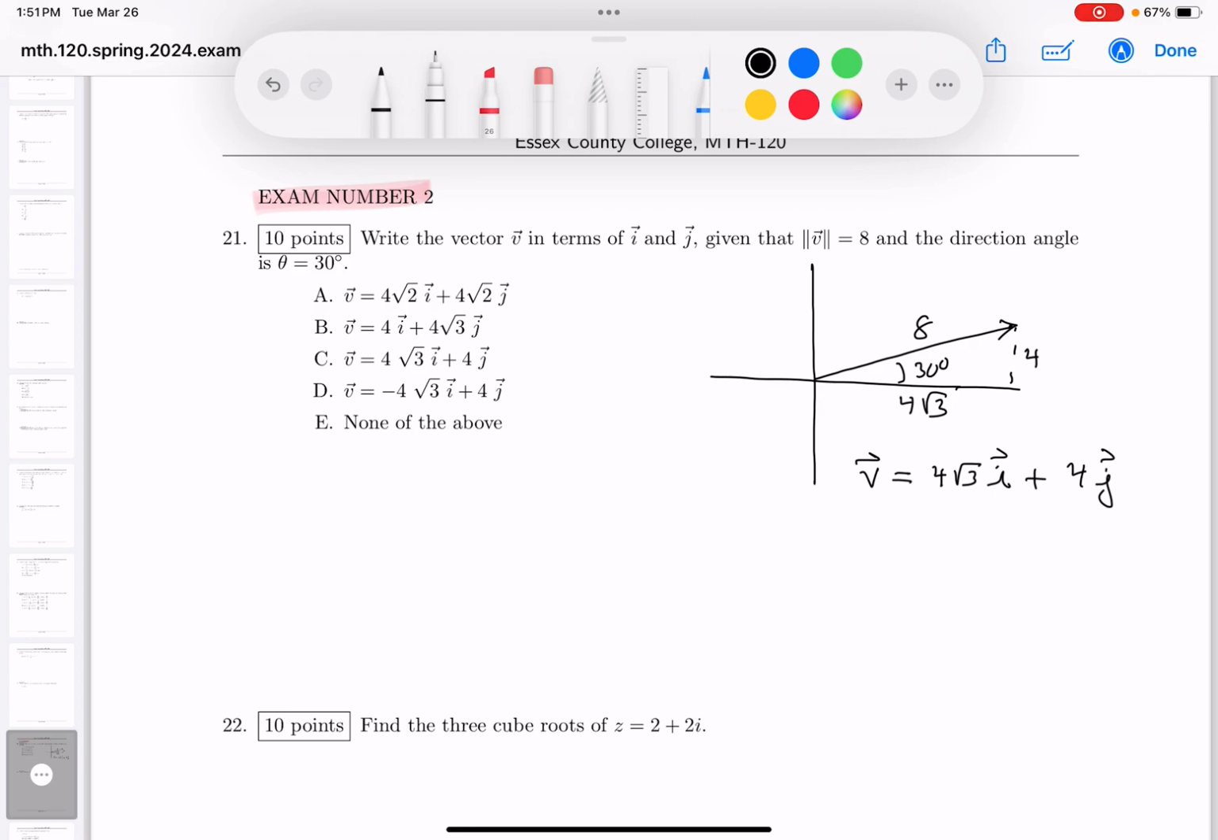Now, of course, I'm going to look in the answer key for the answer, and I'm hoping to see that. And do I see that? I believe I see that in C. Let me just make sure of that. 4 root 3 i. Yep. Let's go to the next question.